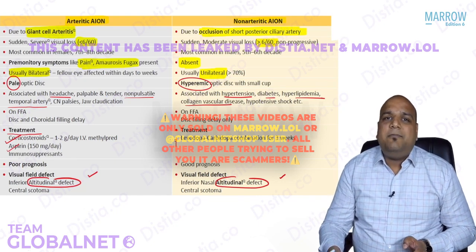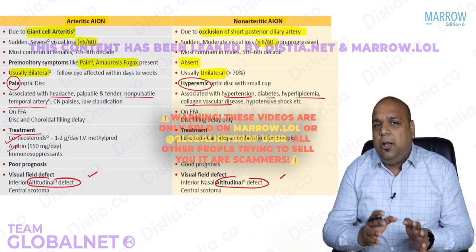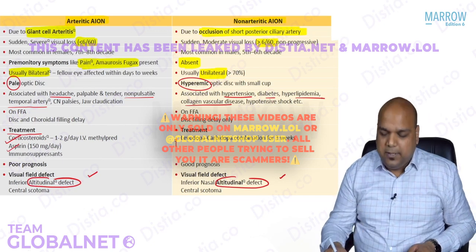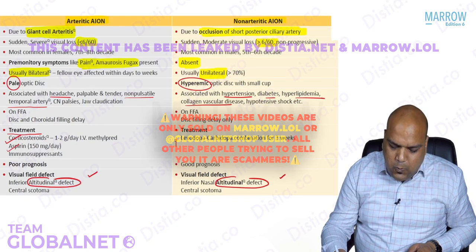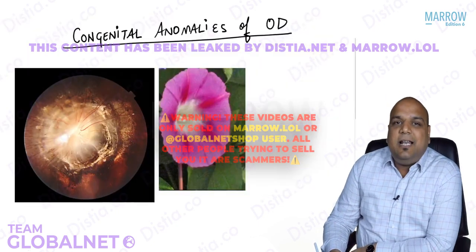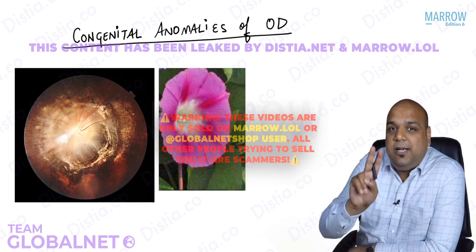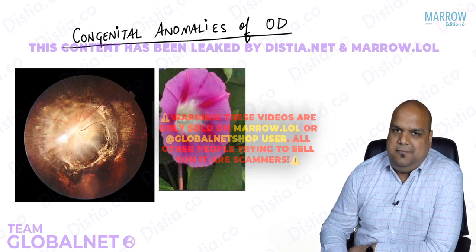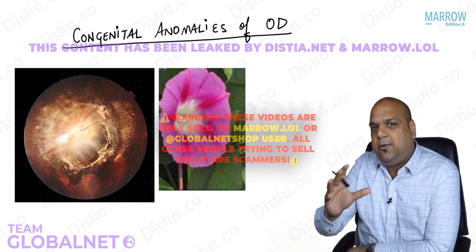Third subtopic, everybody, optic atrophy. Along with that, we do a very small topic, that is congenital anomalies of optic disc, to be able to answer all questions on optic disc diseases. So in congenital anomalies of optic disc, we will read two important conditions. The first condition you can see on your screen. Let's see this through an image and then try to answer it.